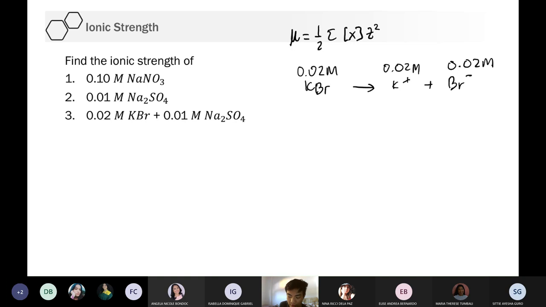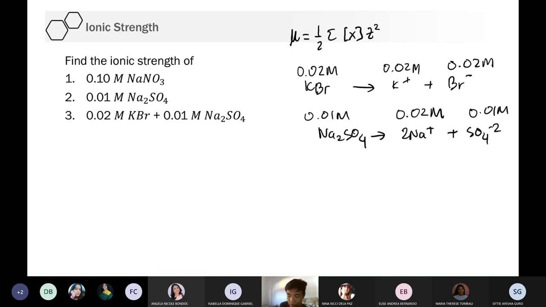Ngayon, meron din tayong additional na sodium sulfate. Okay. So, yan. So, it will produce 2 moles of sodium ion and sulfate anion. So, what will be the molarity of sodium ion? It will be 0.02 molar. Bakit? Times 2 kasi sa coefficients. Okay. And for sulfate ion, that will still be equal to 0.01. Okay. So, for us to get the ionic strength, we will just add all the ionic species. No? Pagsama-samahin lang natin yung ionic species natin.